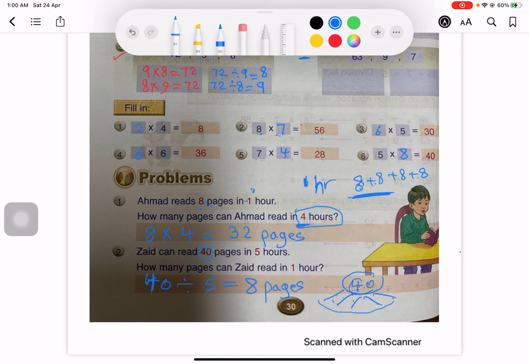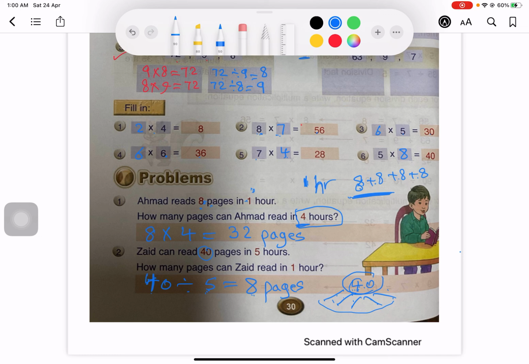Okay. In the first question, they said he is going to read 8 pages in 1 hour. For 4 hours, you are going to repeat the 8. The second question is the opposite. They give us the total. How many pages did he read? And you are going to do what? You are going to divide this number by the hours to know how many pages in each hour.